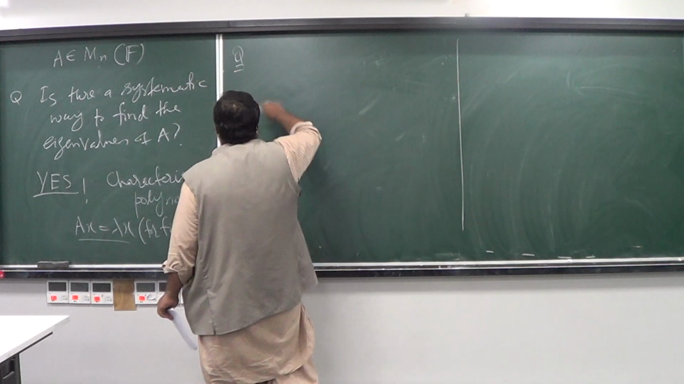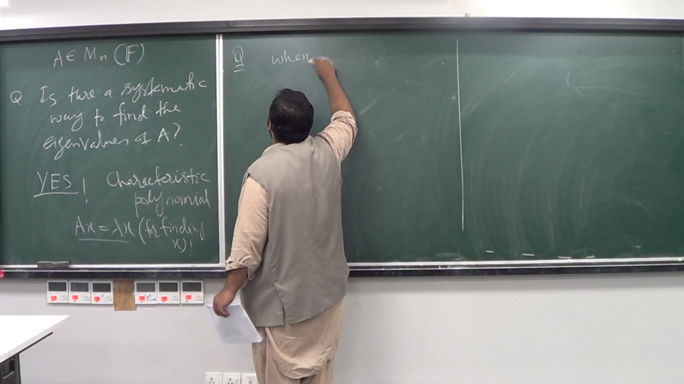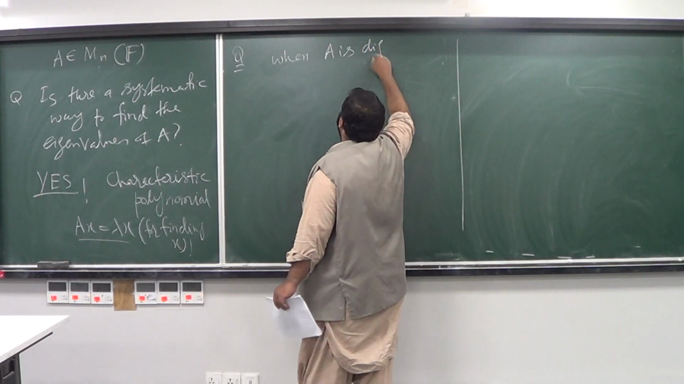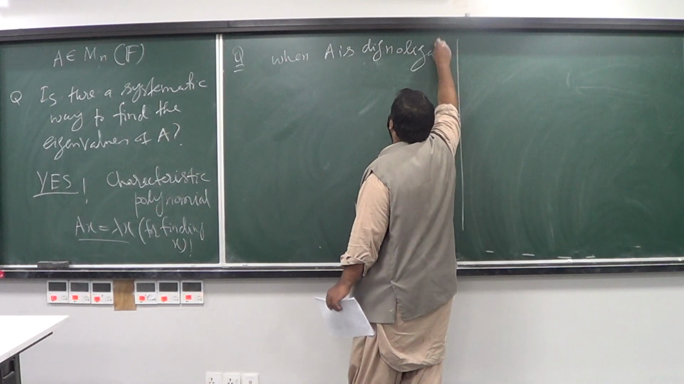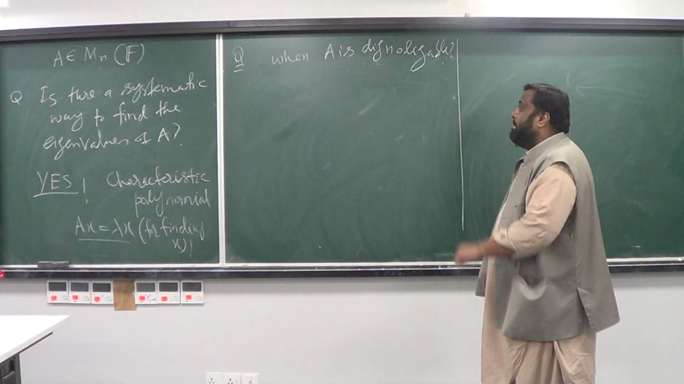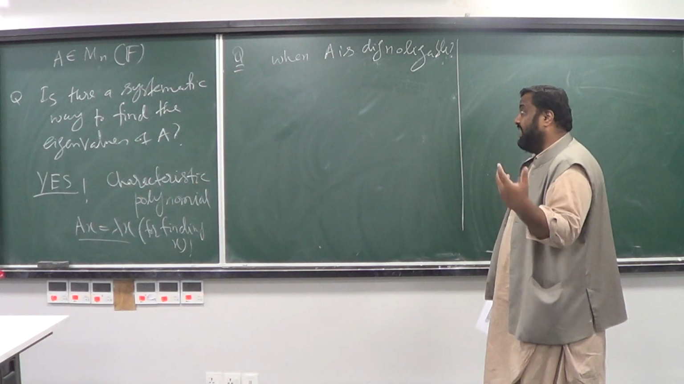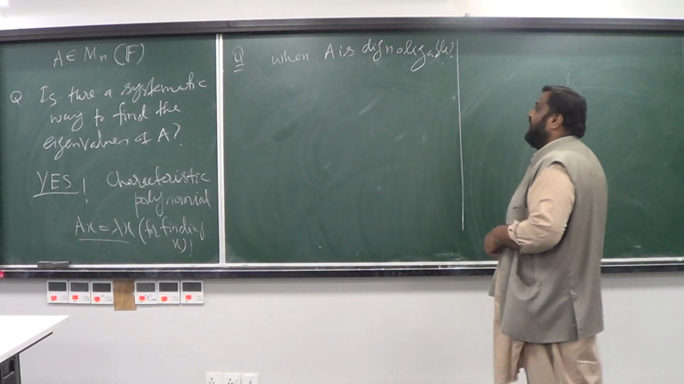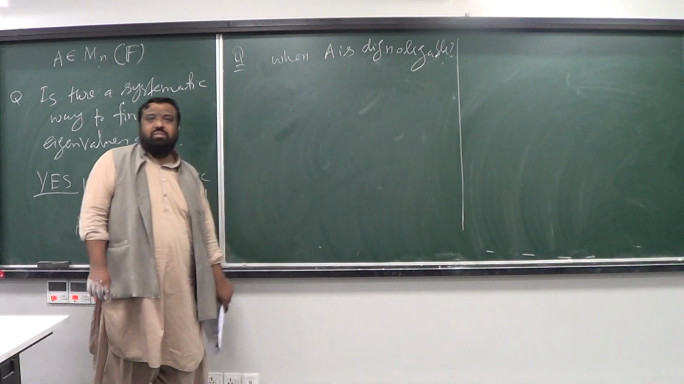That is, when a matrix A is diagonalizable. Can I diagonalize a matrix? And if yes, how can I know whether a given matrix is diagonalizable or not? We will talk about the different criteria. We're also going to see what is the good thing about the diagonal matrix.